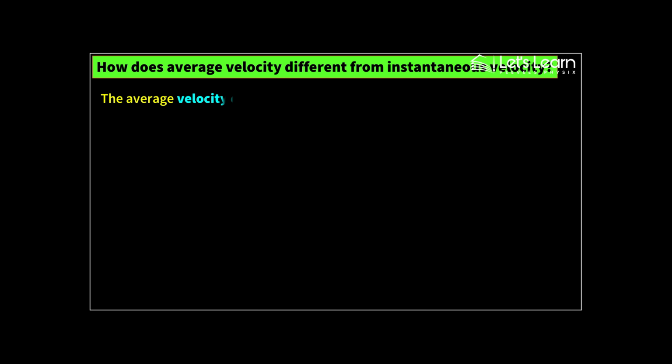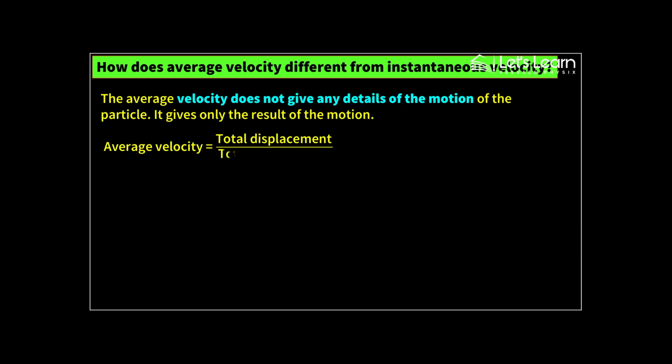Now, I just want to tell you the difference between average velocity and instantaneous velocity. Remember, average velocity for the whole journey is total displacement divided by total time. It doesn't tell you any details of the motion.